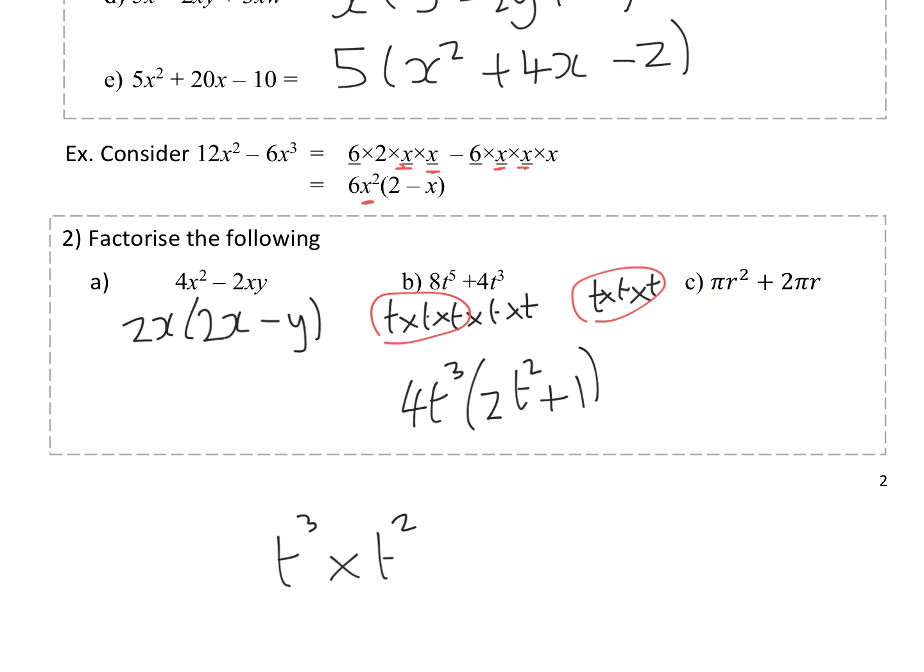And the last one, numbers that are common. Pi is a number and it's common, so it can come out in front of the bracket. And in terms of the letters, r squared is r times r, so there's an r in there and an r there, so r is common. To get from r to r squared, we've got to times by r. And then to get from pi r to 2 pi r, we've got to times that by 2. And always just run a wee quick check to see if you expand it out, pi r times r is pi r squared, pi r times 2 is 2 pi r.